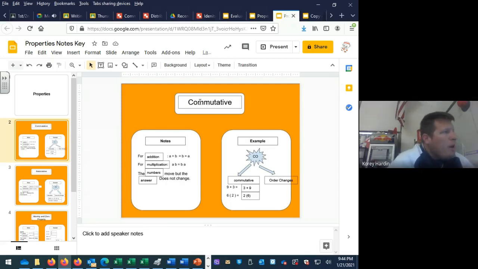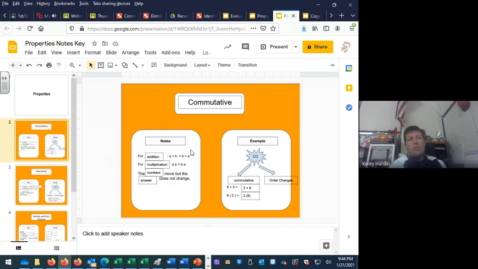Anyhow, so commutative property for addition. What I have with this is the numbers move, but the answer does not change. So make sure you have all this typed in over here. The numbers move, but the answer does not change. So let's look at what I'm talking about here. A plus B equals B plus A. So if I bring numbers into that, 1 plus 2 equals 2 plus 1. Both sides equal 3. And with an equation, both sides are balanced, okay? They've got to equal the same thing on both sides. So with both sides being balanced, both sides equal 3 for that example.